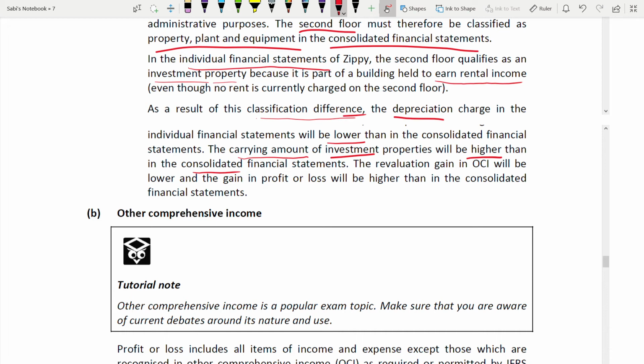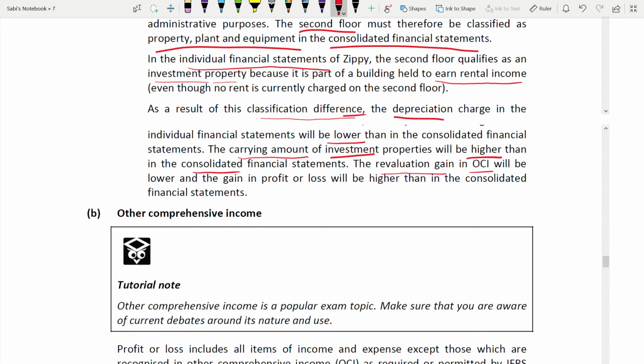Same point only. We are talking about that classification, we are talking about depreciation, we are talking about the carrying amount. Now we are talking about the revaluation gain. Three things. This is how you are getting the 4 marks. First, identify the difference, then we are building up on that point. So the revaluation gain in OCI will be lower.